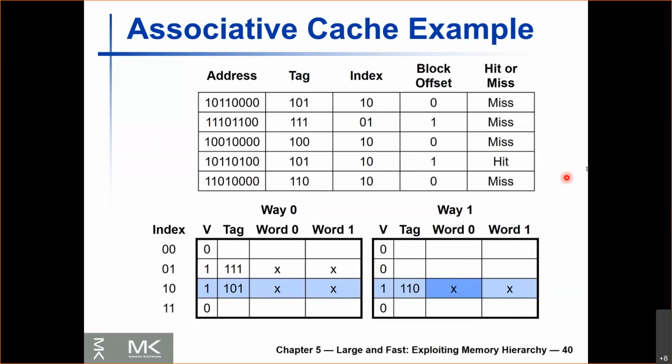Someone's asking, if we want to have 8 ways, can we only have 1 set? Well, it depends on what you want to do. If you want to keep your cache size fixed, then if you want to have 8 ways, you should have 1 set. And so in this case, it would be a fully associative cache.